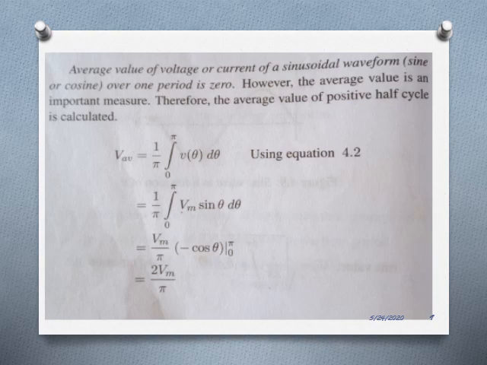Since Vm is a constant, bring it outside the integral and integrate sin theta. Integral of sin theta is minus cos theta for the time interval 0 to pi. So you get the average value of a sine wave, calculated for half cycle, as 2 Vm by pi.